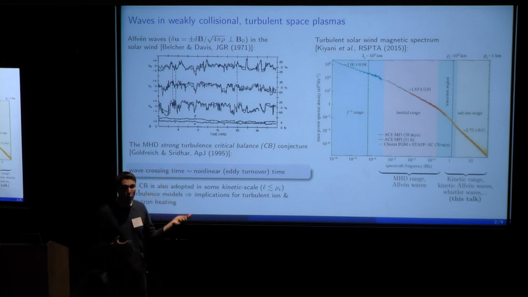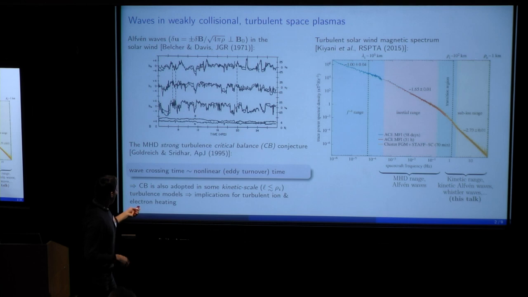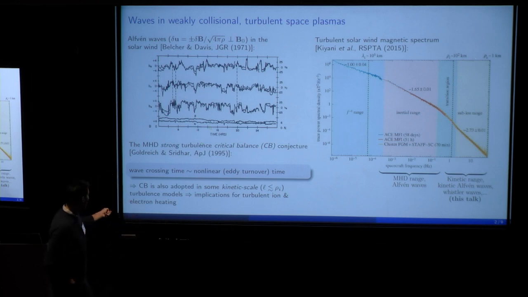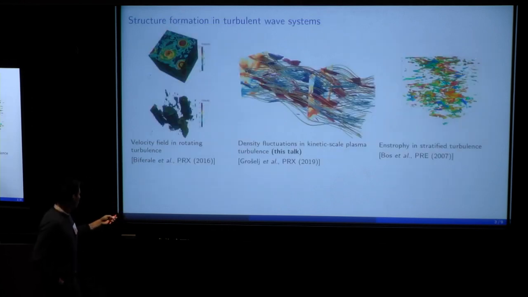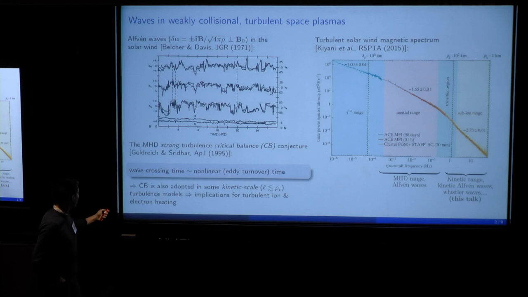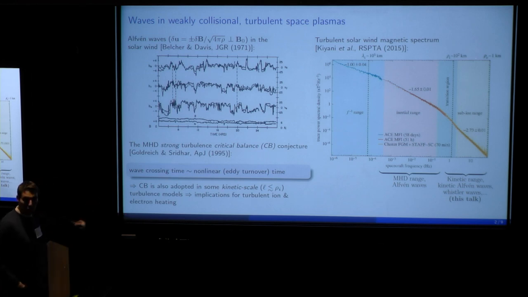So how do we combine these two aspects? Well, there's a well-known conjecture, appropriate for strong wave turbulence, which is the case I'm going to consider in this talk, by Goldreich and Sridhar from 1995 for MHD. It says basically that the wave crossing time is, up to order unity, in balance with the nonlinear eddy turnover time. And this is a statement that is made scale by scale.